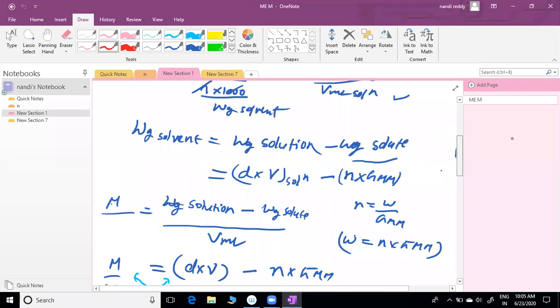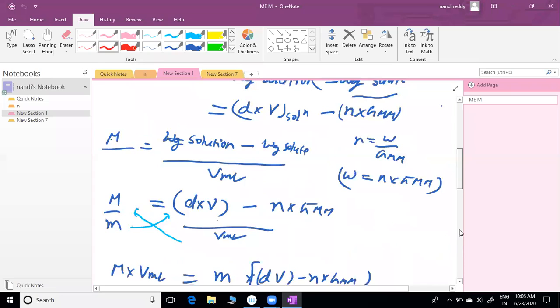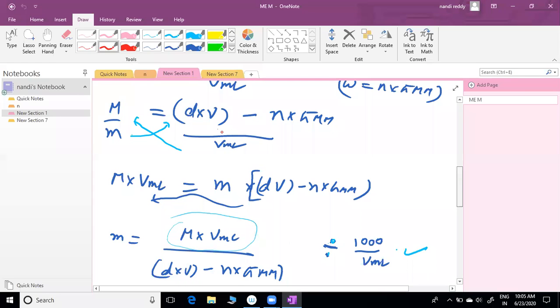I think this is the derivation I gave for molality and molarity. Yesterday we didn't include this 1000, we made a mistake. Now finally we got the perfect answers. Clear? Please check it. This is the question. So I'm asking here for molarity.